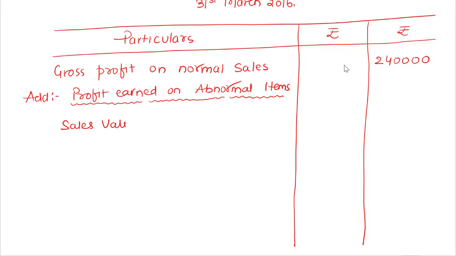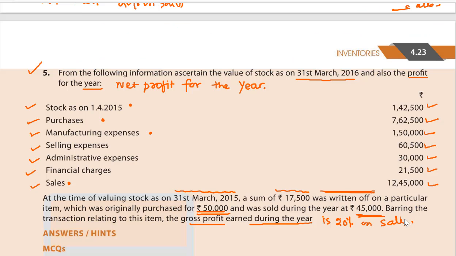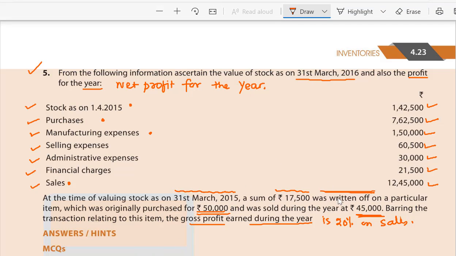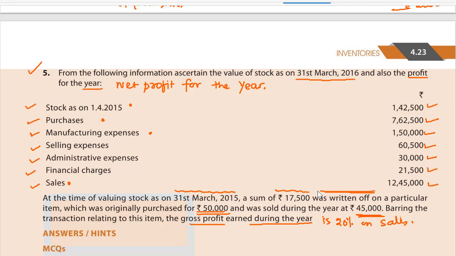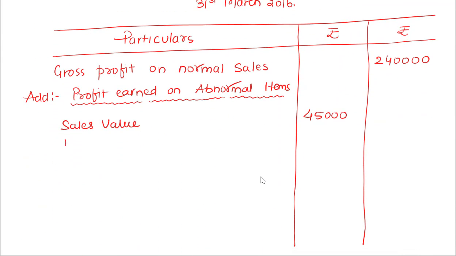Sales value 45,000. See this transaction, the last one. 45,000 is the sales value. The book value was 50,000 minus 17,500, that is 32,500. So 32,500 is the value in the books, but we sold for 45,000. So we earned a profit on it.